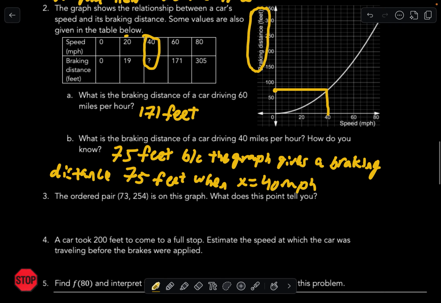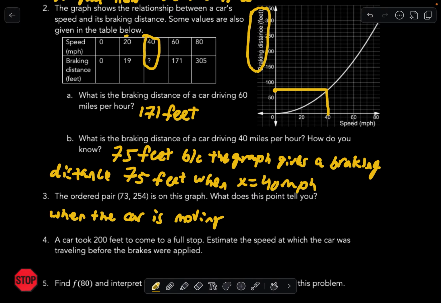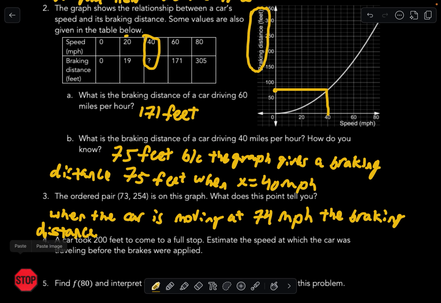Okay, what does the ordered pair 73, 254 on this graph mean? So it's on this graph. What does this point mean? So it means when the car is moving at 74 miles per hour, the braking distance you need is 254 feet.